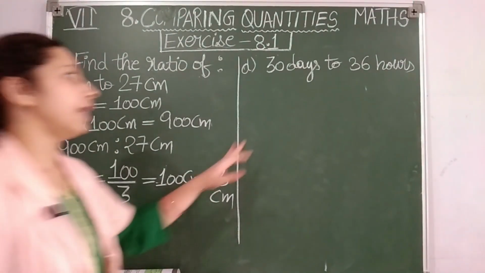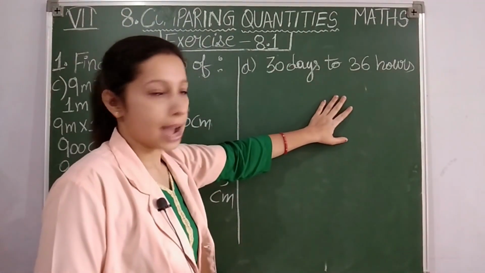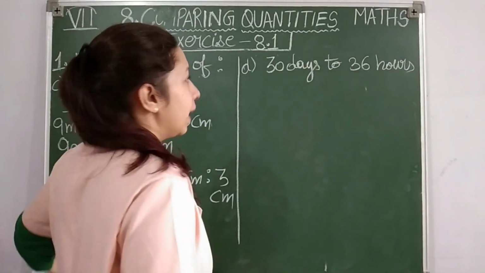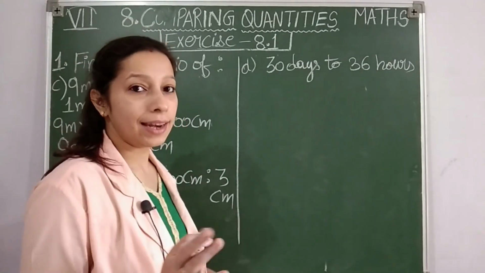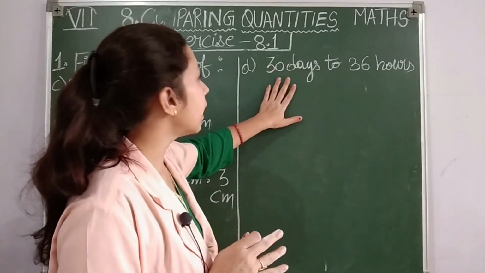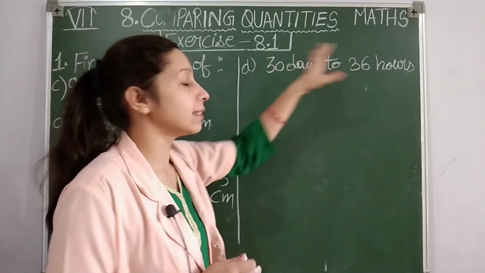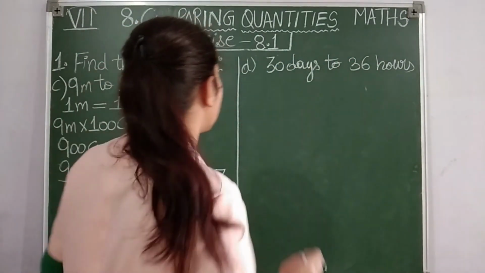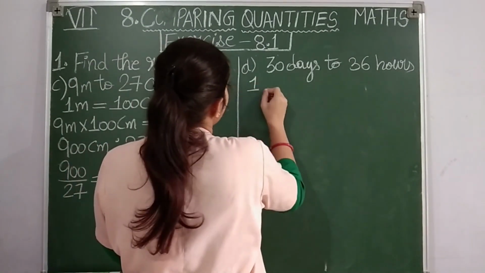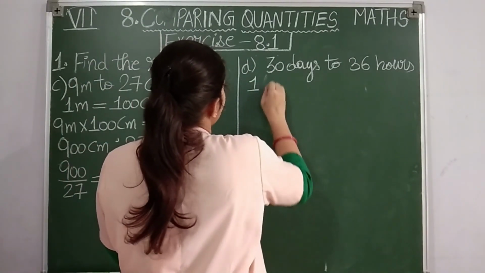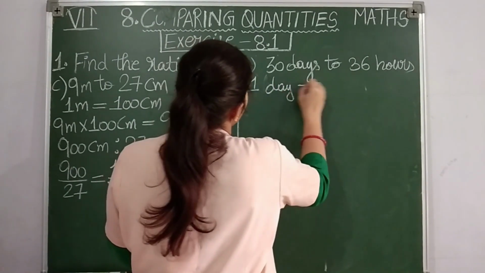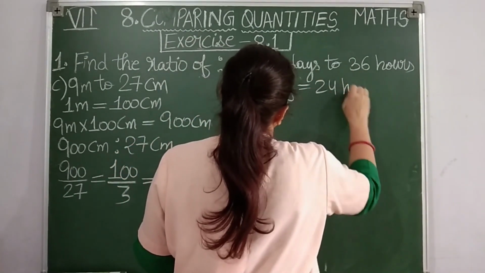Okay, point number D, 30 days to 36 hours. Here you are going to compare days and hours. Again, change the greater unit into the smaller unit. So here the greater unit is days. You have to convert days into hours. Then only you can compare. So students, we know that in one day, how many hours are there? 1 day is equal to 24 hours.